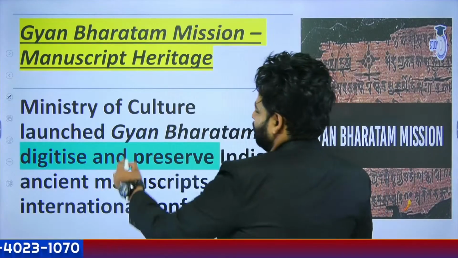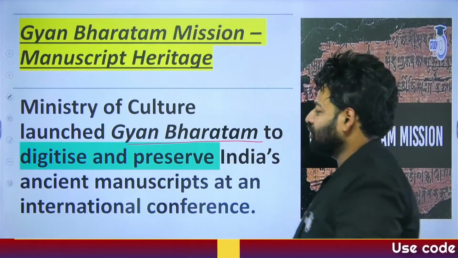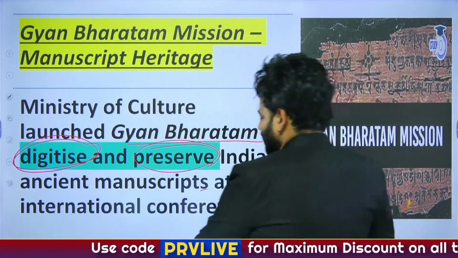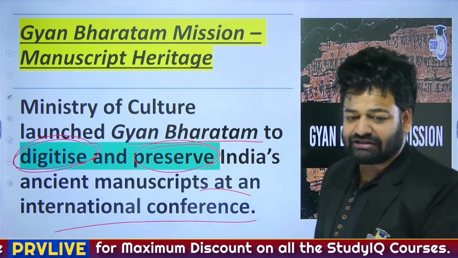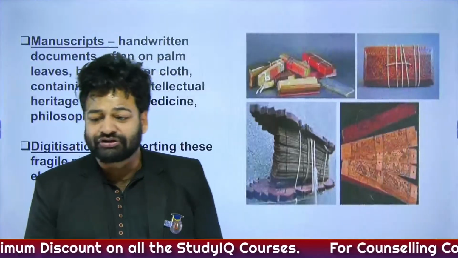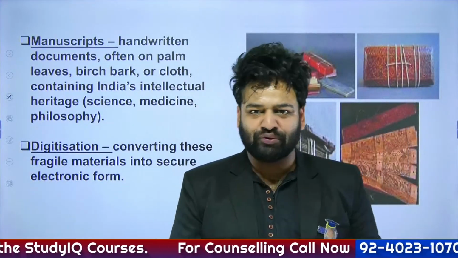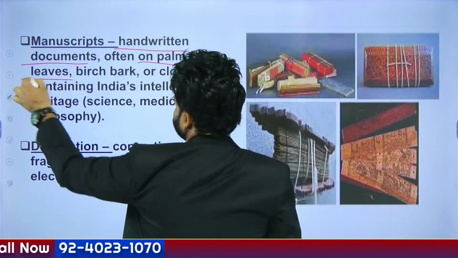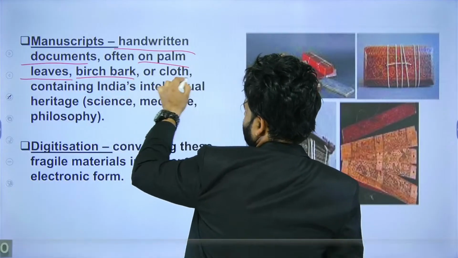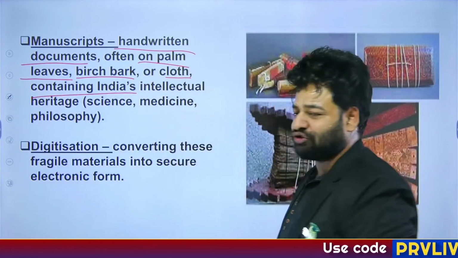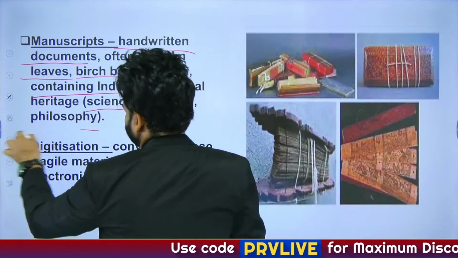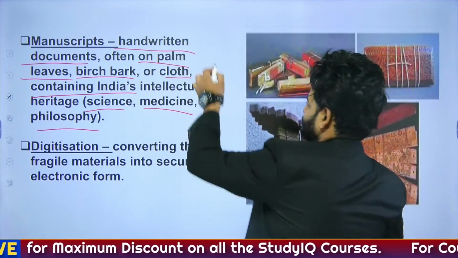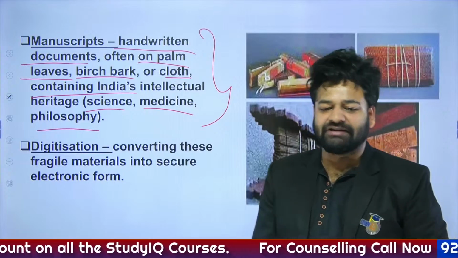So the Ministry of Culture launched this Gyan Bharatam mission to digitize and preserve India's ancient manuscripts at an international level. So manuscripts, what are they basically? How do I define the term manuscripts? They are handwritten documents, often on palm leaves, birch bark or cloth, containing India's intellectual heritage from science to medicine to philosophy. Their digitization is to be done. And here you have an example of manuscripts.